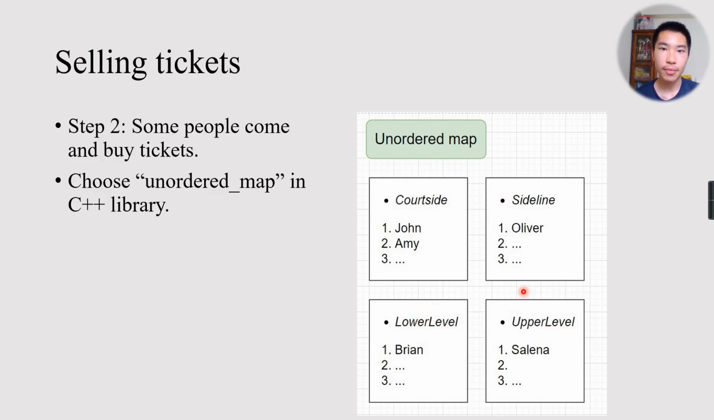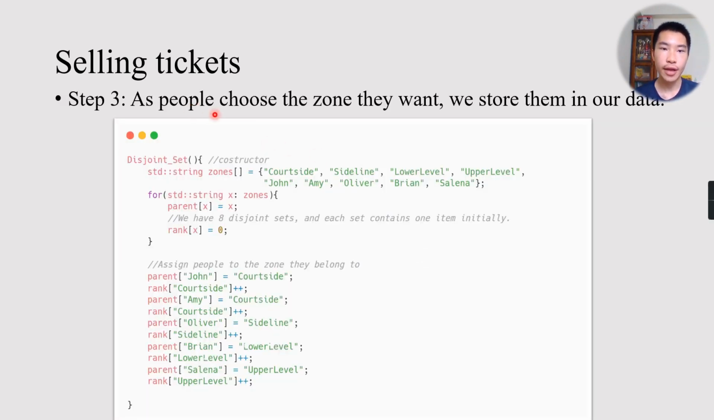Then, when people buy tickets, we set them to be the value according to the key. Here, it can be their names or their IDs, so that it will become very convenient. The third step: as people choose which zone they want, we store them in our data in this way. For example, John comes and buys tickets, then we set John's parent to be courtside. Besides, we add the rank by 1 here, and its usage will be mentioned later on.